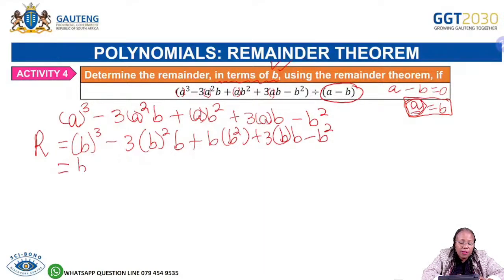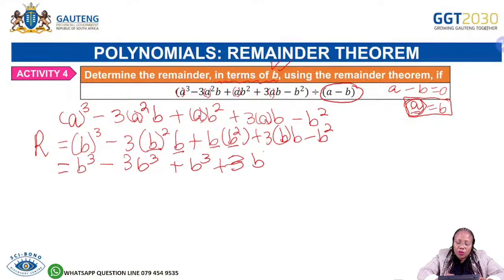And then this gives us b cubed minus 3 b squared times b plus b times b squared plus 3b times b, that is 3b squared, minus b squared. And then let's see, grade 12.